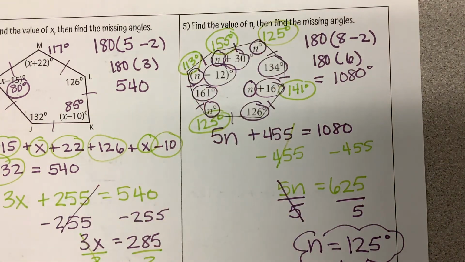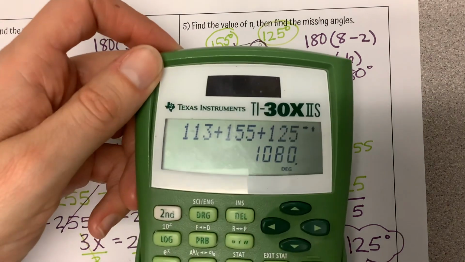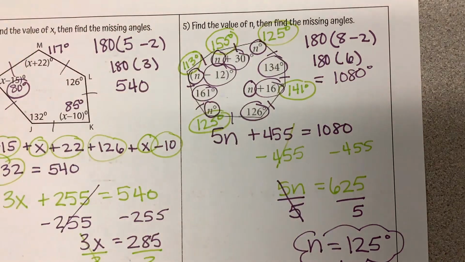And just like I did for the last one, I'm going to double check here. So I'm going to add 113 plus 155 plus 125 plus 134 plus 141 plus 126 plus 125 plus 161, and I got 1,080. So I did it right. And that's it.